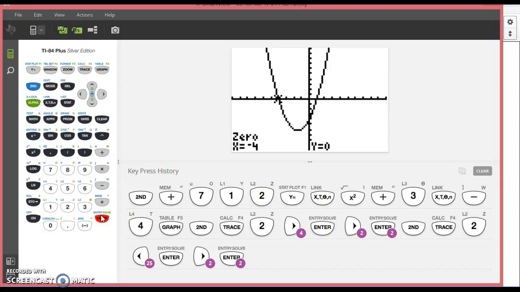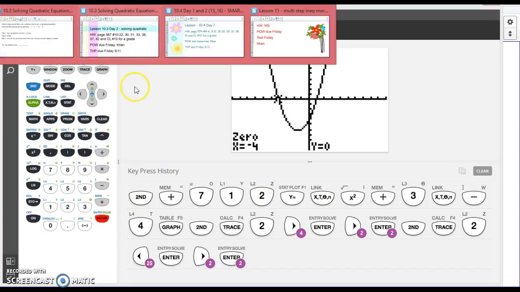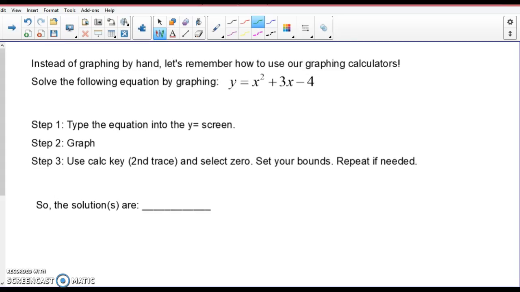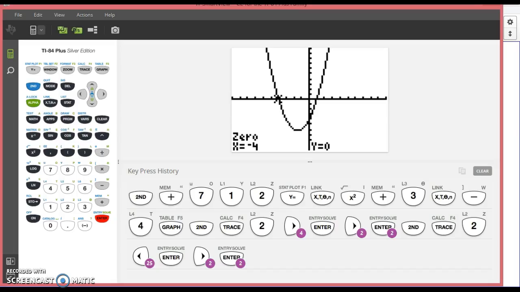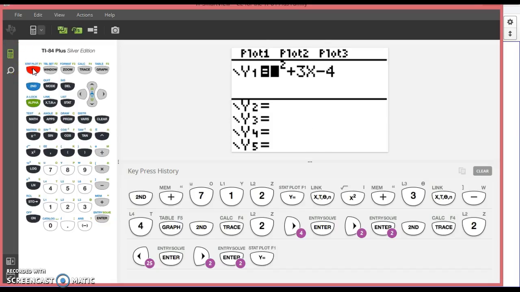Let me go back here. So we just did this. The solutions are -4 and 1. And I found that by using my graphing calculator. Now, let's try this one by graphing. So I'm going to go back to my graphing calculator. I'm going to go to y equals, and I'm going to clear this. Delete.